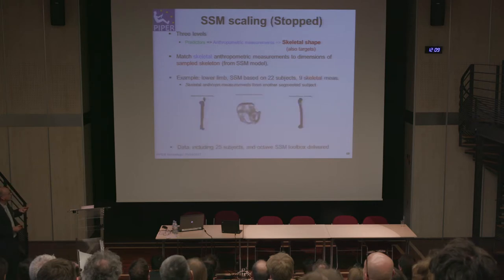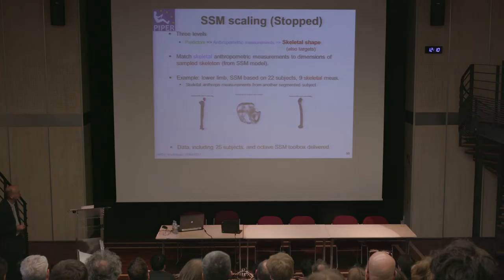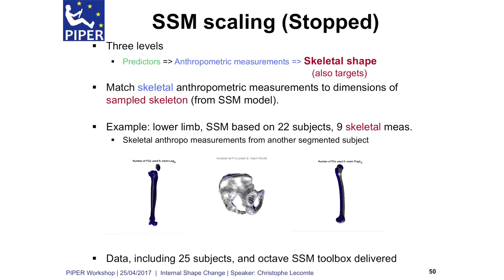This has been tested, for example, on a statistical shape model using 22 subjects. Quickly, we took another subject from the database that we had segmented, and we looked at the skeletal anthropometric dimensions of this additional subject. Then we used this technique to sample among the set of 22 other subjects what would be a good shape. You can see there are 2 different sets, the projection and the actual model, and they are very close.